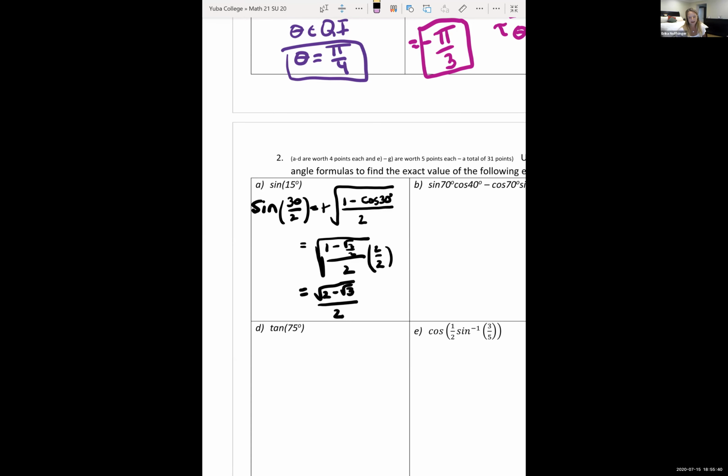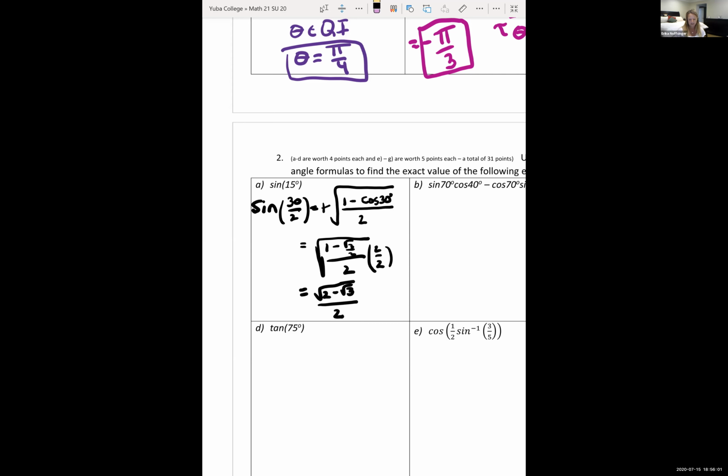Okay, so if you did the half angle identity and you showed your work, then give yourself full credit. This one was worth 4 points. If you just jumped from here to the answer, I'm not going to give you credit, maybe 1 out of 4 points.